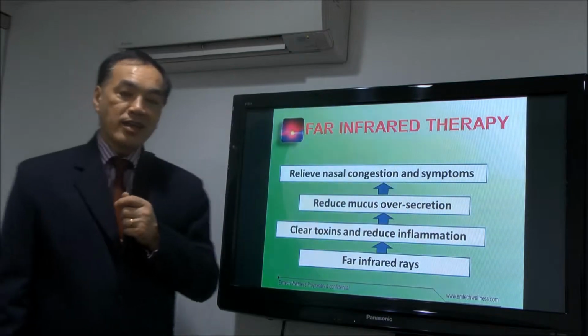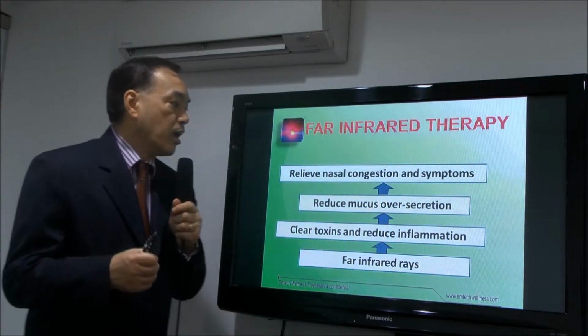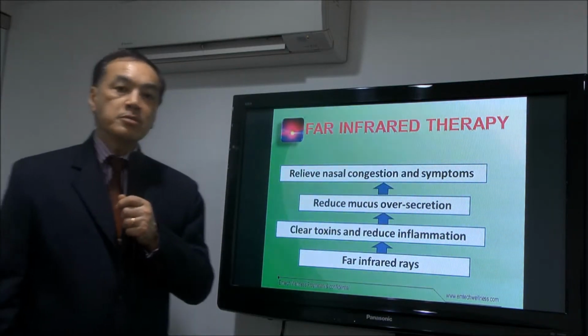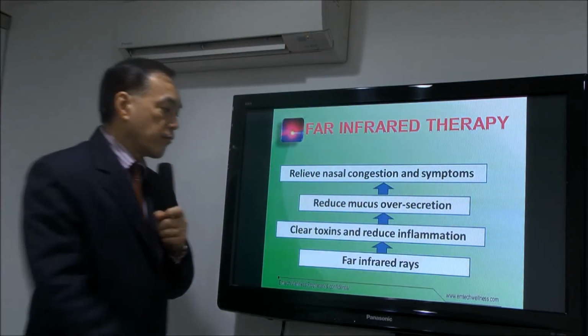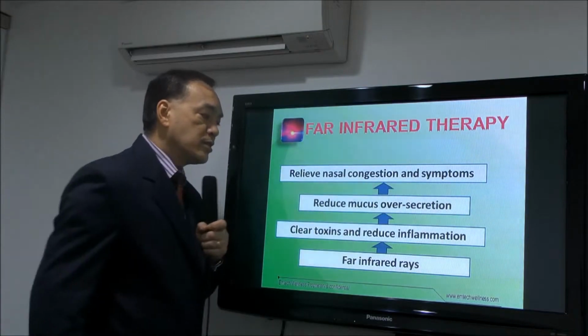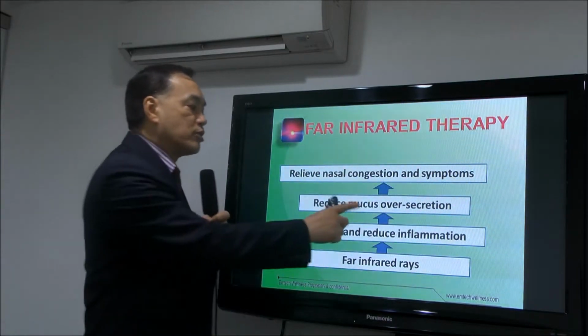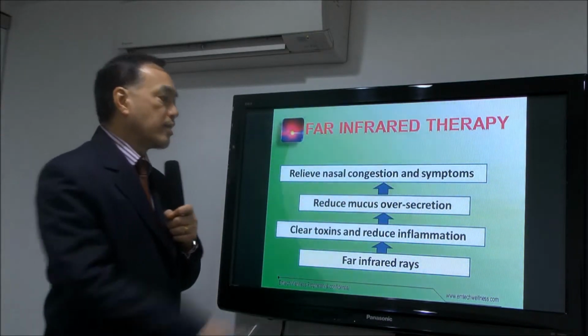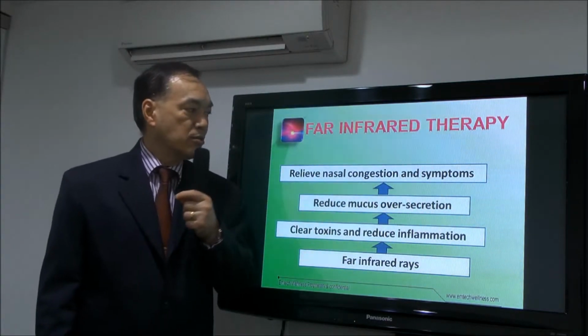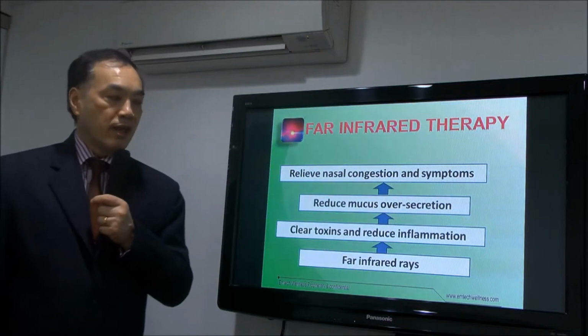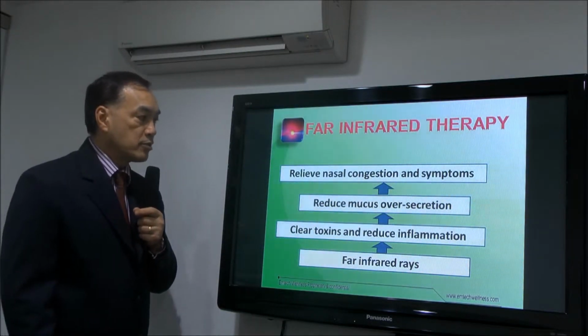Far infrared, on the other hand, reduces nasal congestion and symptoms when you put the machine against the head area. The far infrared clears the toxins first, reduces the inflammation, and therefore reduces the mucus oversecretion. That will reduce the pressure and pain in the nasal congested area, and therefore the signs and symptoms of nasal congestion.